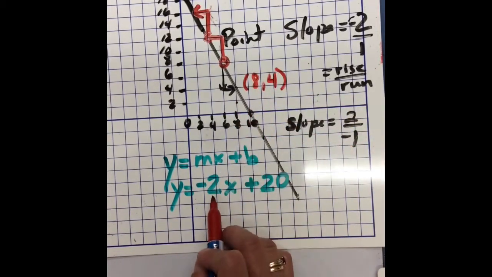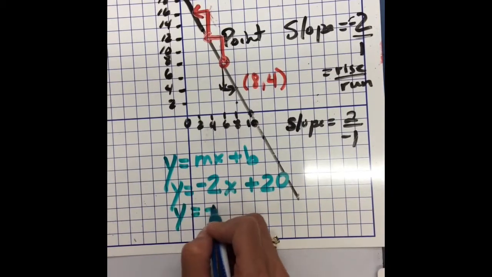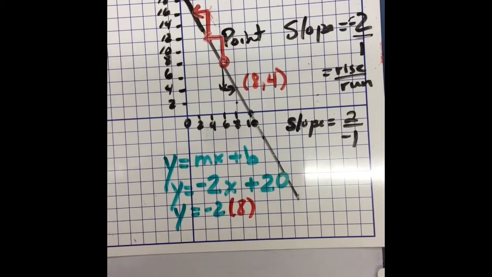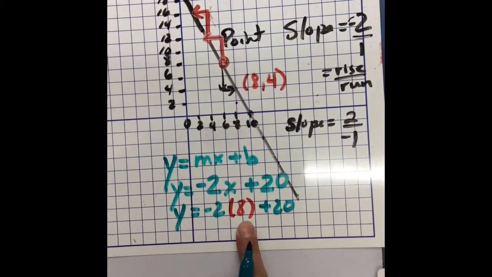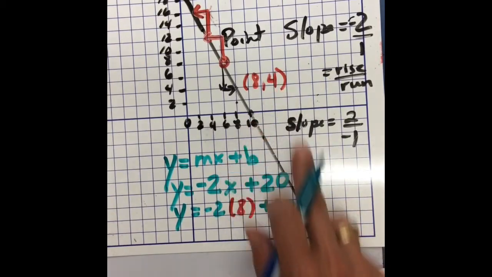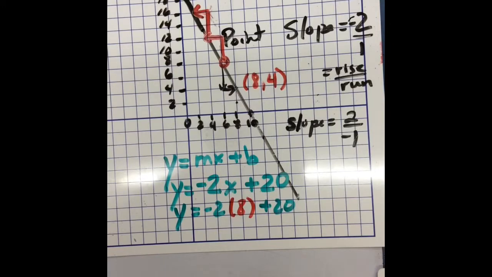If I plug in 8 into here, I get -2 times 8, which is -16. Let's write it out. So y is equal to -2, and then I will plug in the 8 and add 20. -2 times 8 is -16, plus 20 is 4. Is that the correct y value? Yes, it is. So we have correctly found the equation of this line.